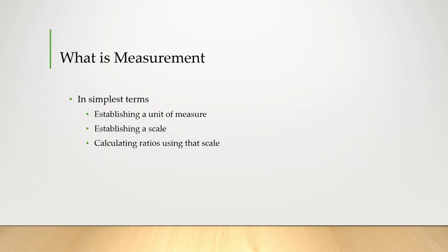So what is it? In simplest terms, measurement establishes a unit of measure or a scale, and it calculates ratios using the scale. For those that can read a map or have seen a map, at the bottom of the map there's always a scale, and that scale converts generally inches and centimeters to miles. So if you're going 3 inches on a map, you would take it down to the conversion scale at the bottom, and it would give you a rough estimate of how many miles.